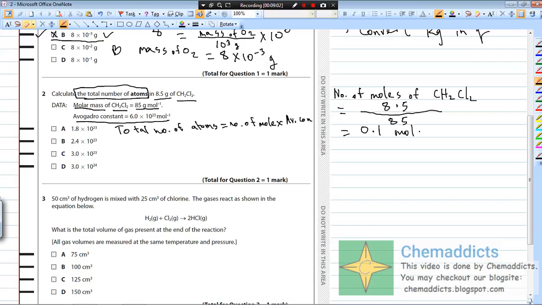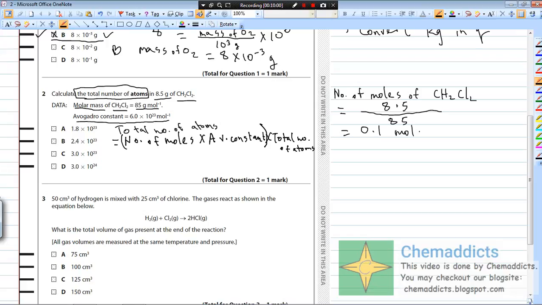Oh, we have made one mistake in this general formula. Okay, so let me rewrite this once again. So the total number of atoms would be the number of moles multiplied by Avogadro's constant, and total number of atoms. Since they have asked us to find the total number of atoms, besides multiplying the number of moles with Avogadro's constant, we need to multiply this whole thing with the total number of atoms present, since they are talking about atoms.